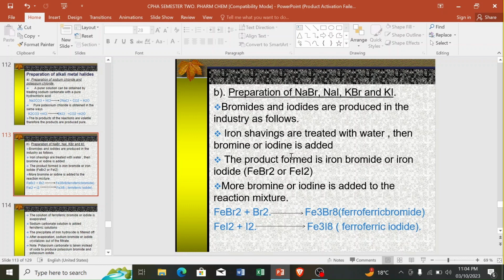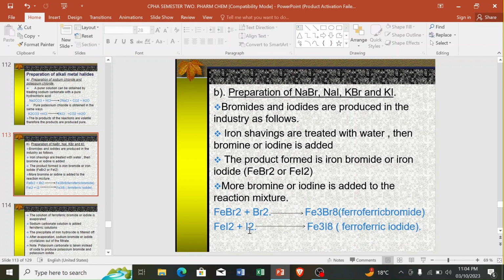That is, if we took the iodine, we form iron iodide. That is iron 2 iodide. And then iron 2 bromide. Those are the 5 things we form. So we react iron 2 bromide with more bromine. When we react it with more bromine, we get what we call ferroferric bromide.